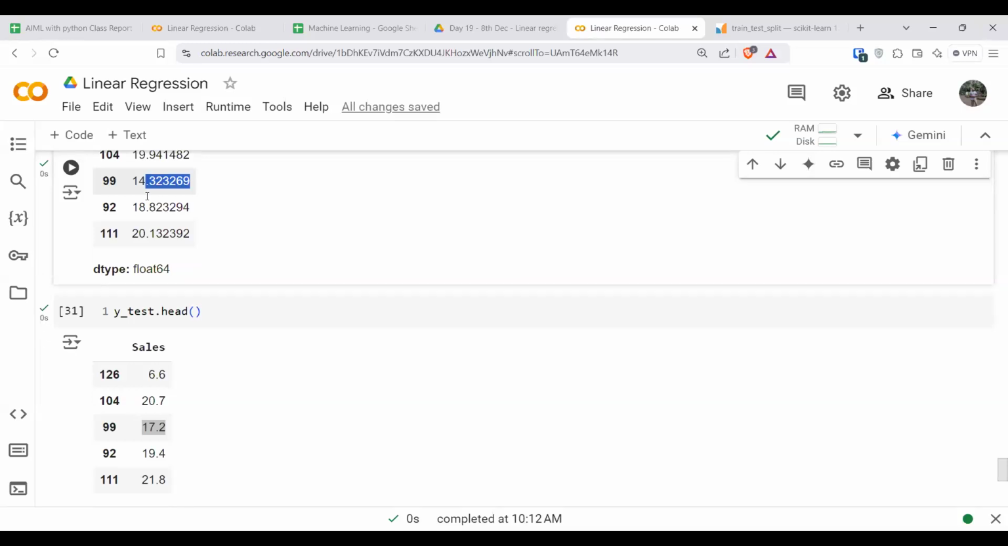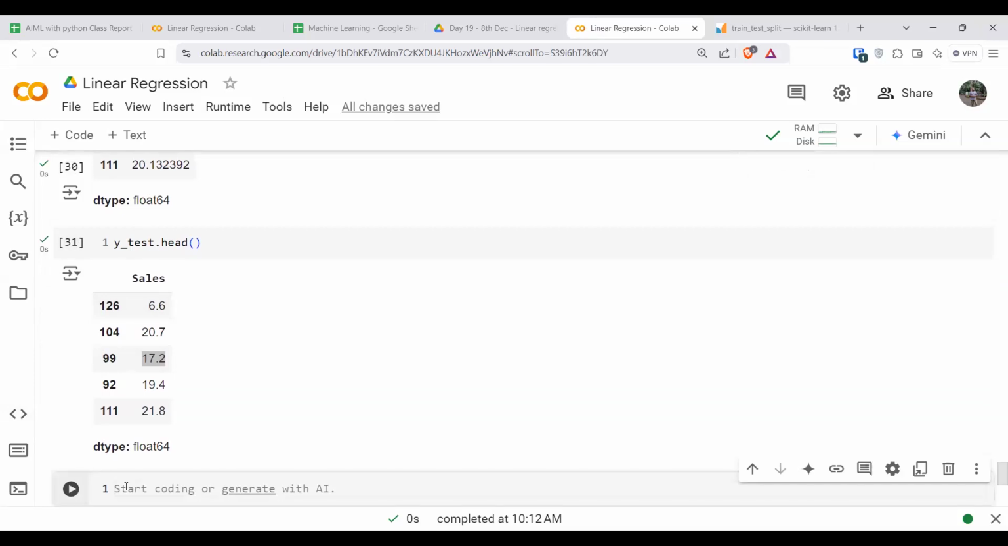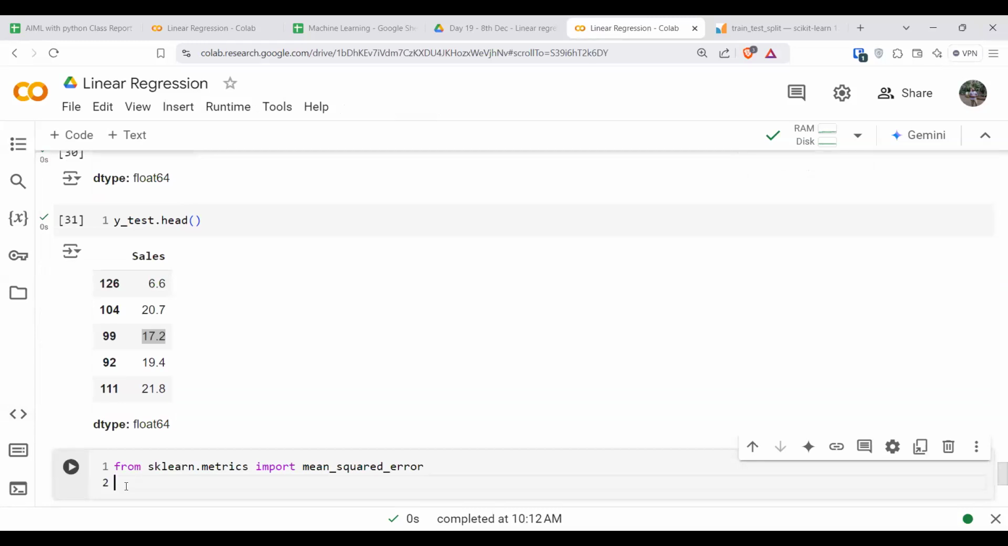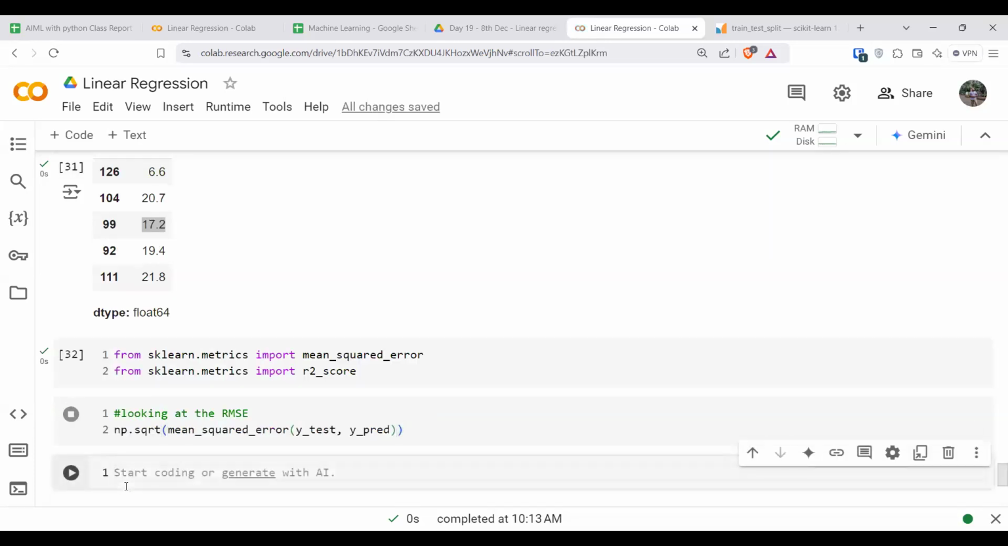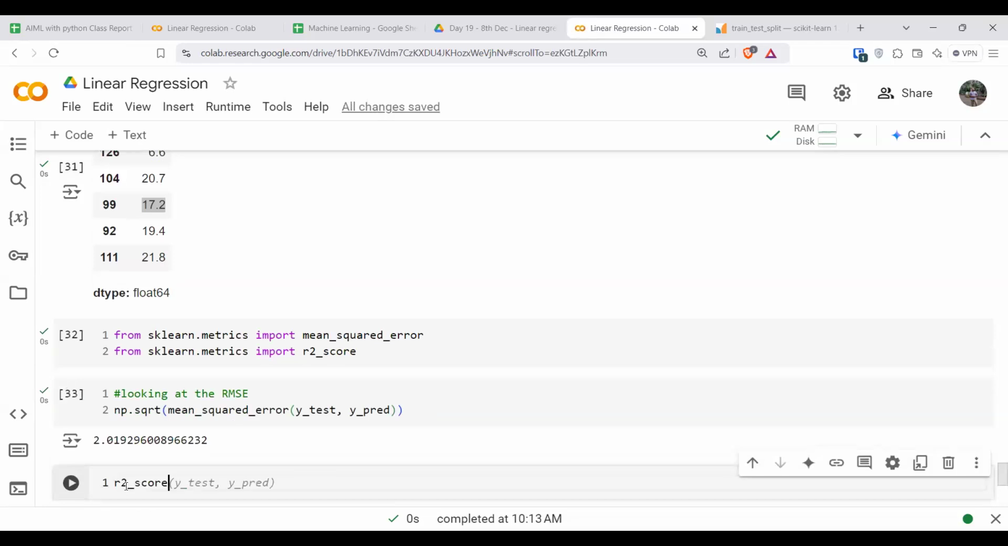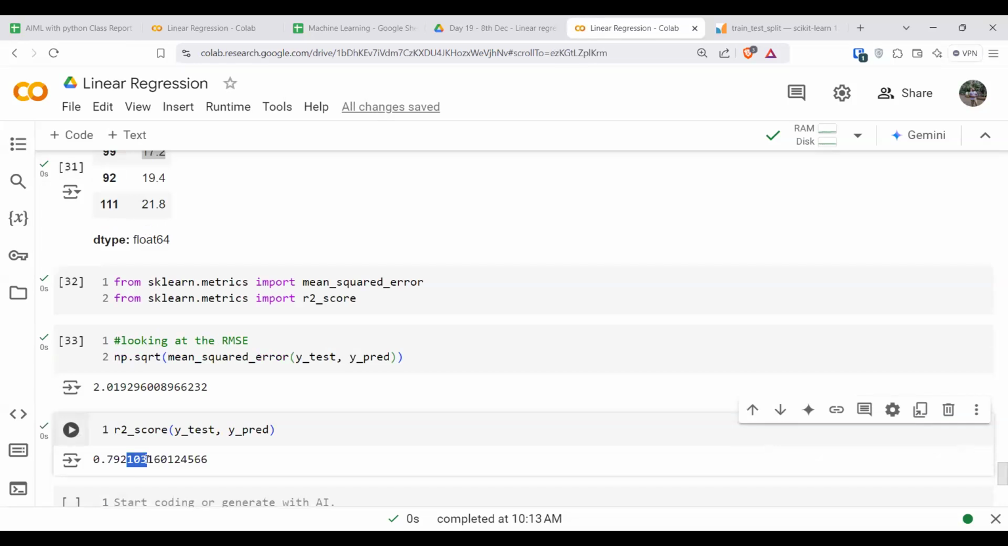Now it's time to calculate the RMSE and R2 score for this model. So the rest of the things are the same. From sklearn.metrics, you'll import mean_squared_error. From sklearn.metrics, you'll import r2_score. And looking at the RMSE, you'll find np.sqrt of mean_squared_error between your y_test and y_pred, and you'll check the R2 score again between y_test and y_pred. That becomes 79.21. That is not bad, right?